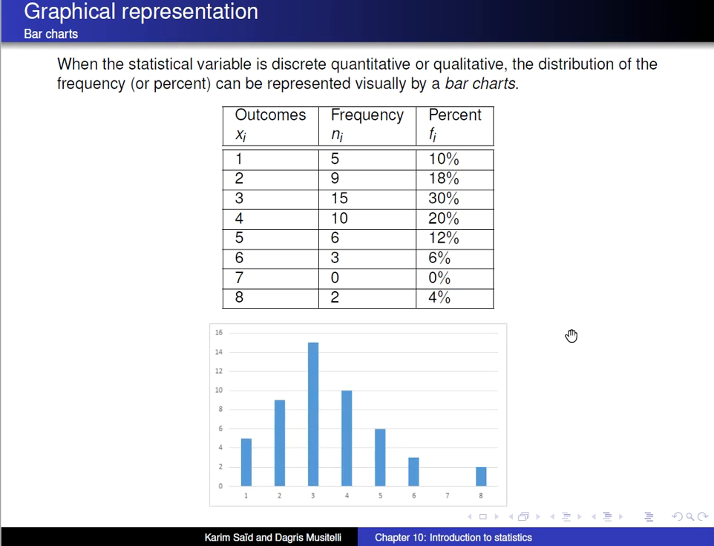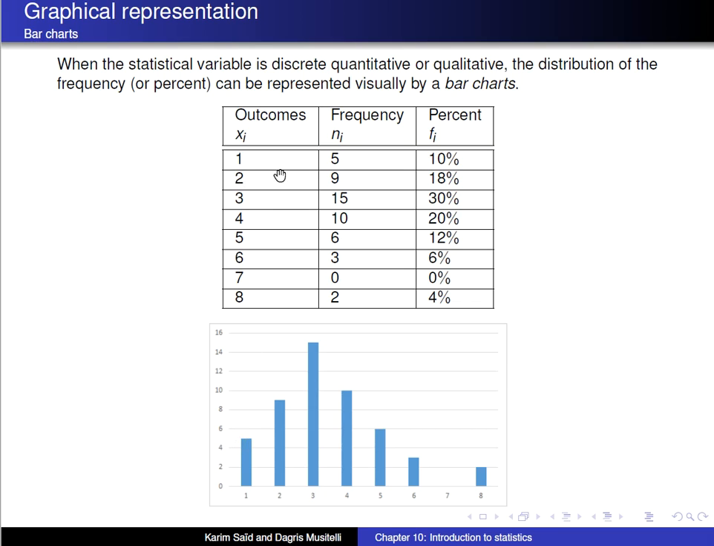Another representation is the bar chart. It's something you also know. You can use it every time you have a discrete quantitative variable or also a qualitative variable. For example, the value 1, you have it 5 times. So here you write 1 and you build your bar and you sketch it until you get 5 here.